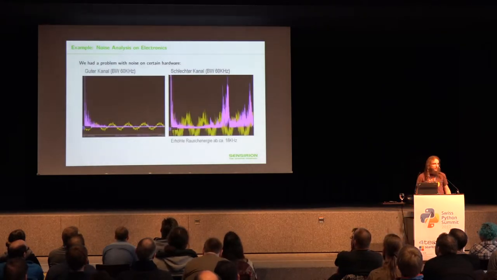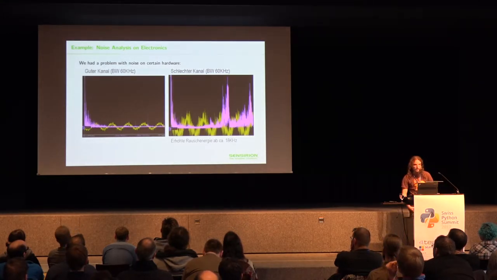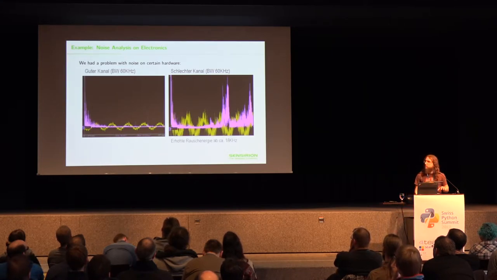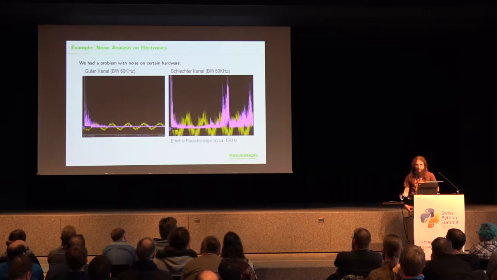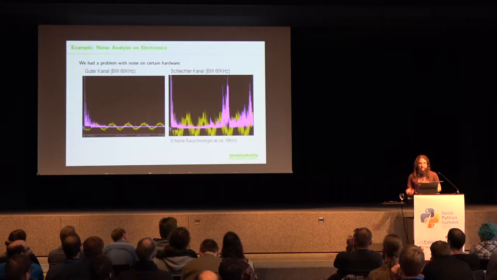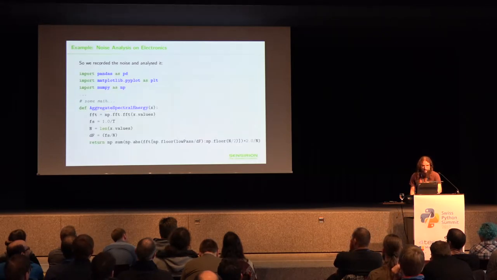Another example is where we had a problem on certain hardware. We had a problem with electric noise. On the left, yellow is the signal, and the pink one is the FFT of the signal. The left one is a good example, and the right one is a bad one. We needed to find where this was, and this was on a production machine, so we had to do it quickly so we could continue the production.